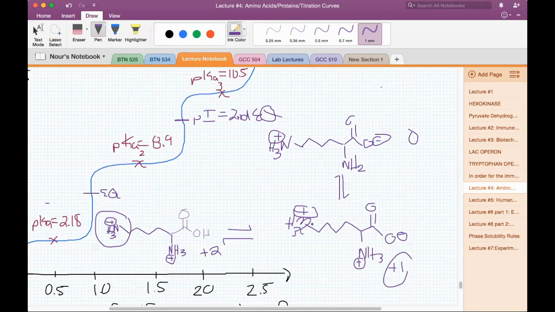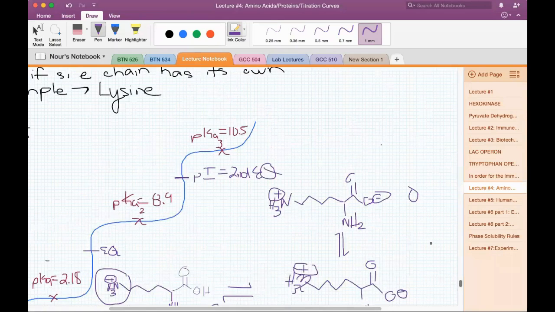So the pH keeps going up and up until the gateway is finally open for that side chain. Then you go through another pKa, which is in this case at 10.5.